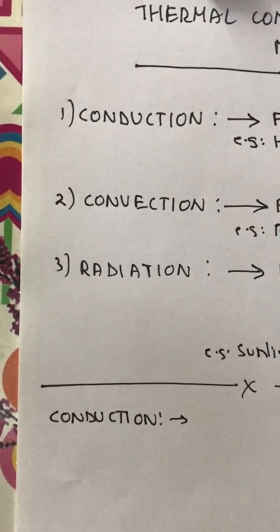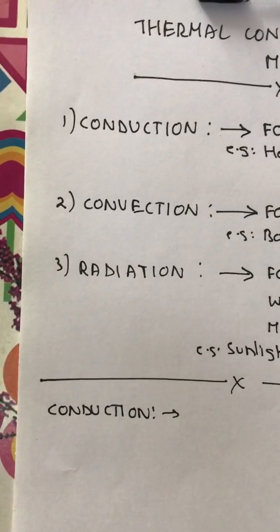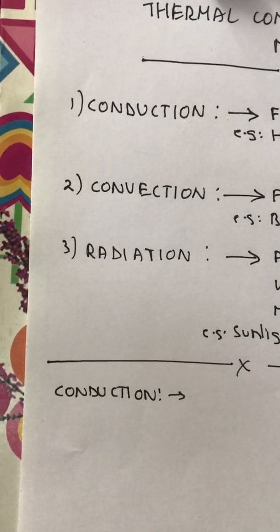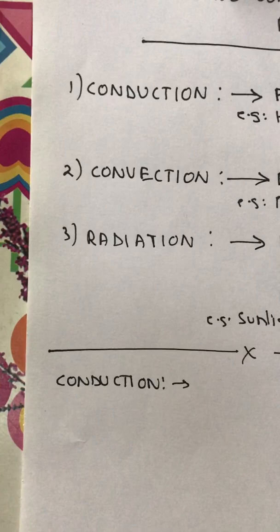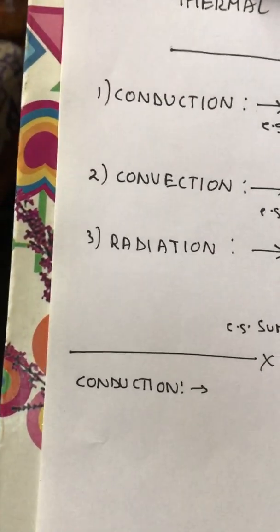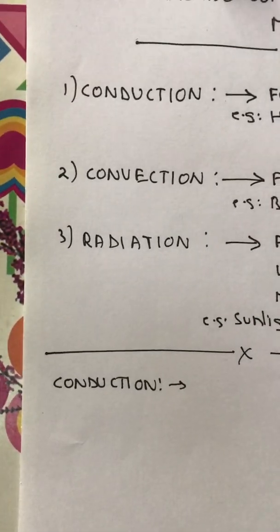Please remember, in conduction, the same thing is happening from one part of the body to the other part. In convection, the same thing is happening from one part of the body to the other part. But in radiation, there are two bodies involved: one at a higher temperature, the other at a lower temperature. So without the two bodies being physically present, radiation will not occur.